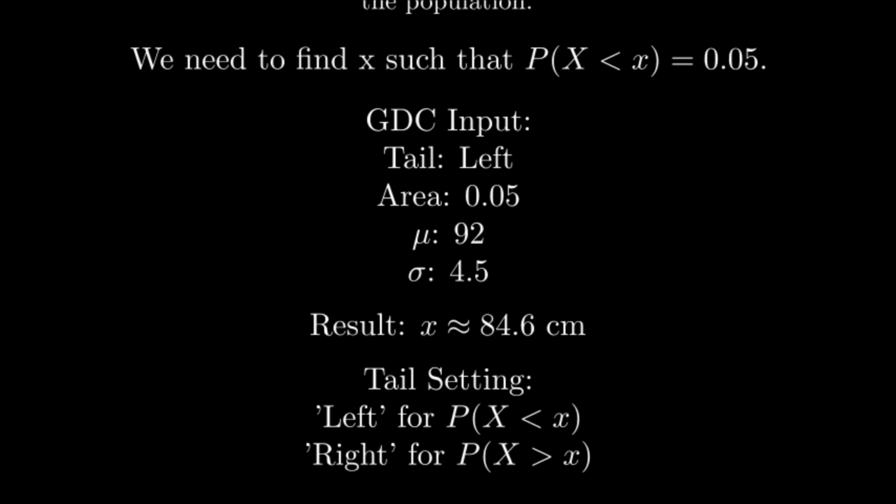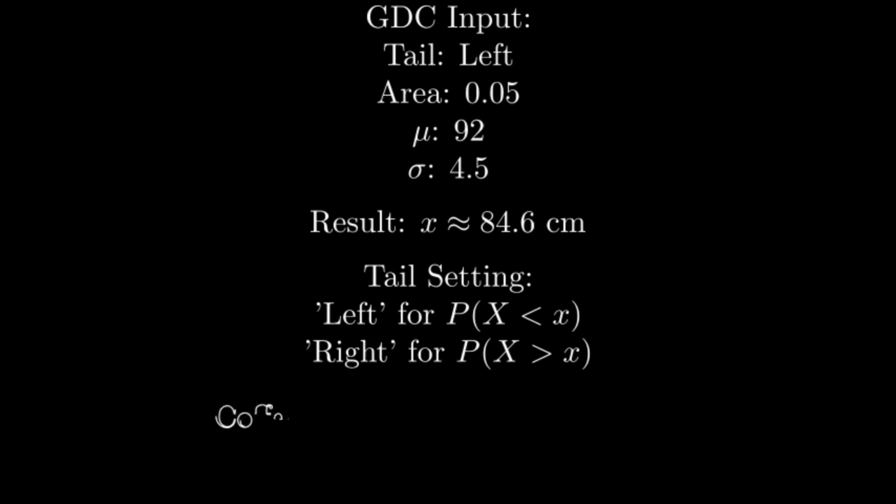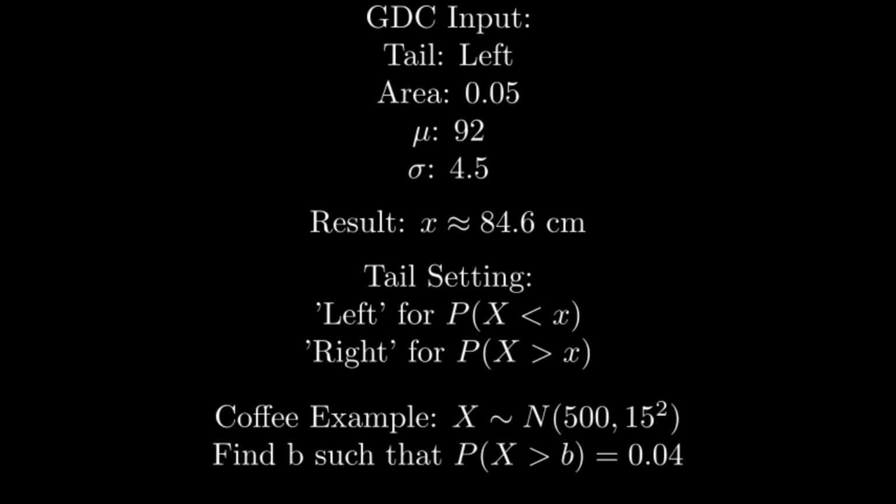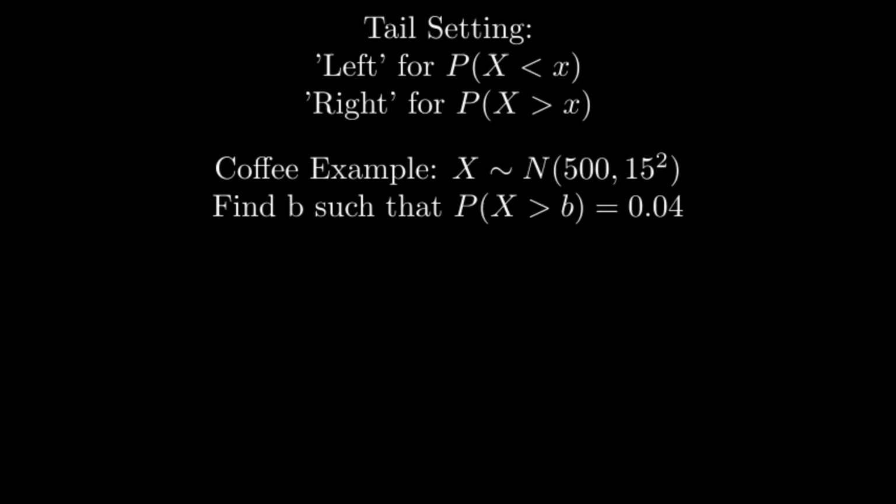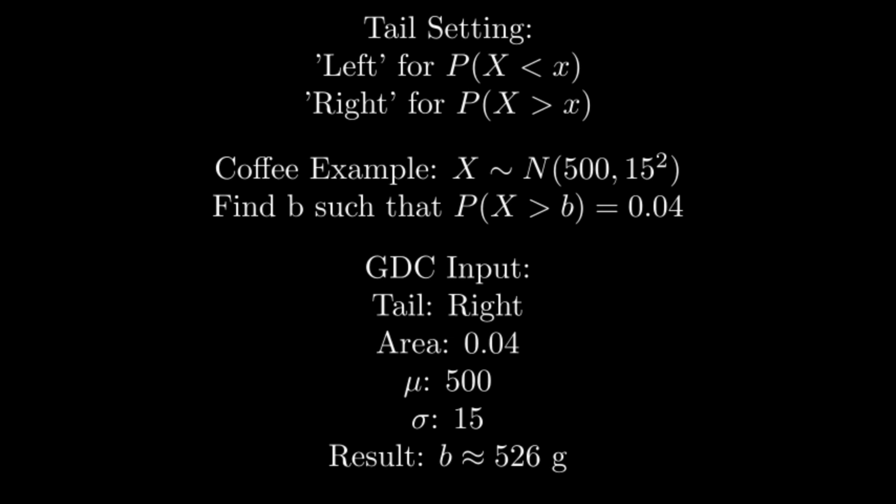For example, what if we wanted to find the value b such that the heaviest 4% of packs weigh more than b in our coffee example, where X ~ N(500, 15²)? We want to find b where the probability of being greater than b is 0.04. This is a greater than problem. So we use the inverse normal function with the right tail. The area is 0.04, mean is 500, and standard deviation is 15. The calculator tells us that b is approximately 526 grams. This means the heaviest 4% of coffee packs weigh more than 526 grams.